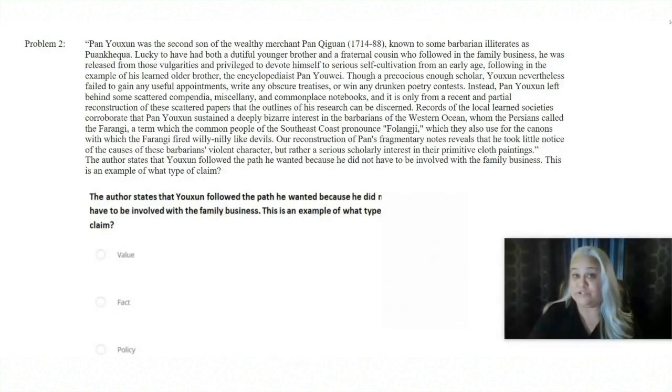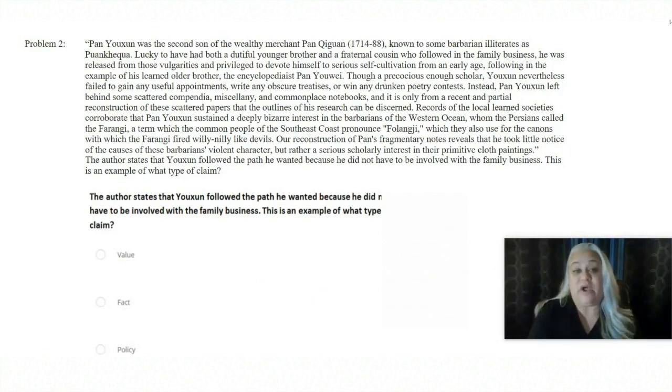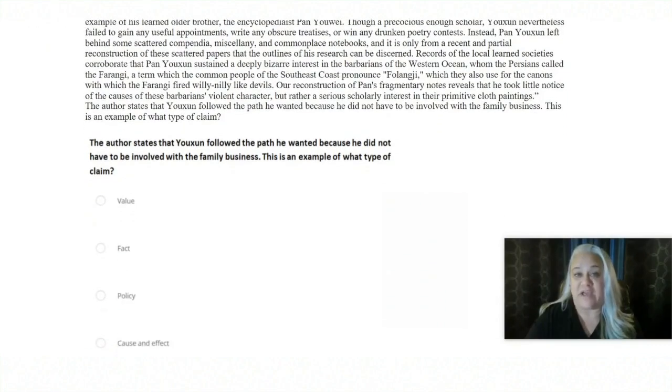So problem number 2 is another short read. Please take a moment, pause the screen, and read the passage to yourself. Once you are done, you may unpause and we will go over the question and answer choices. So the author states that Yuxin followed the path he wanted because he did not have to be involved with the family business. This is an example of what type of claim. So as you can see here, we have 4 possible choices. We have value, fact, policy, and cause and effect.